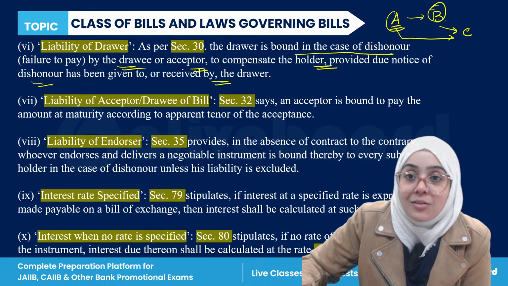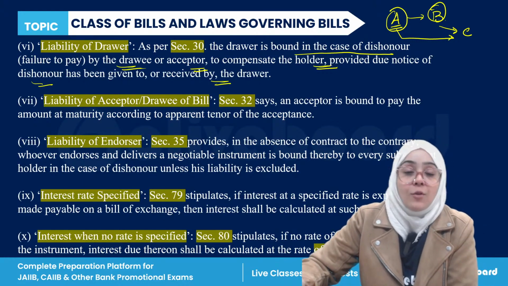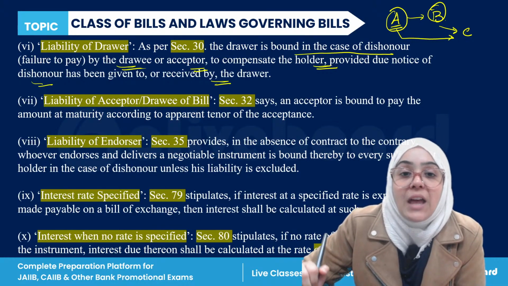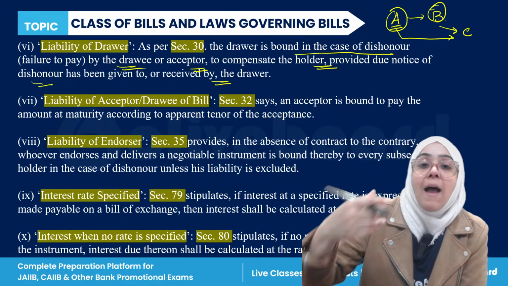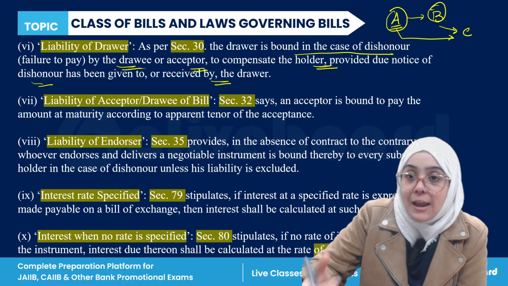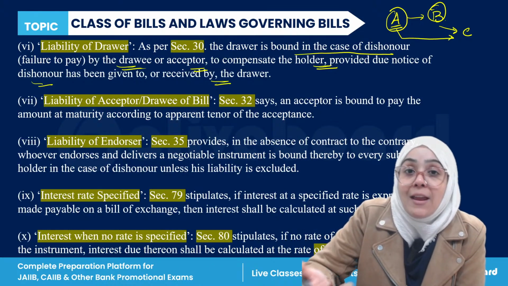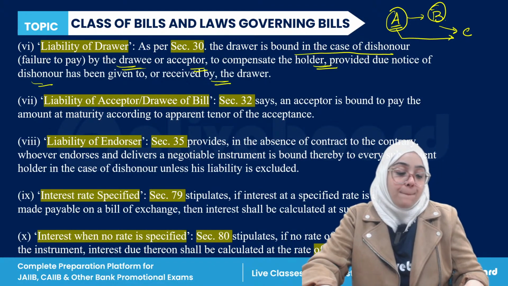So it is the responsibility of the drawer, the maker, that as per Section 30, you have to make payment if B, the drawee, fails to repay.